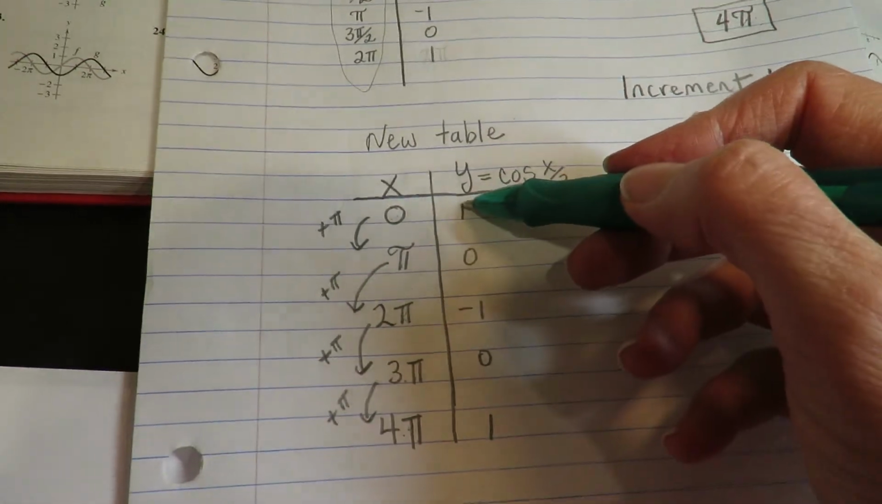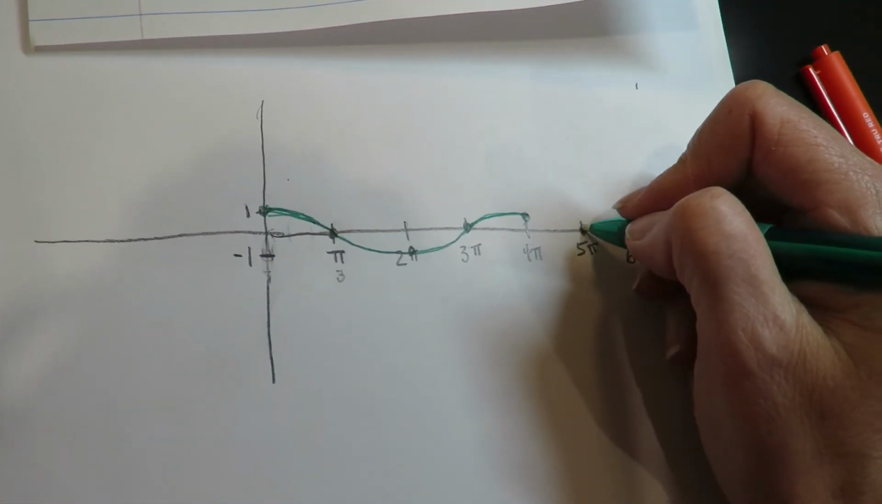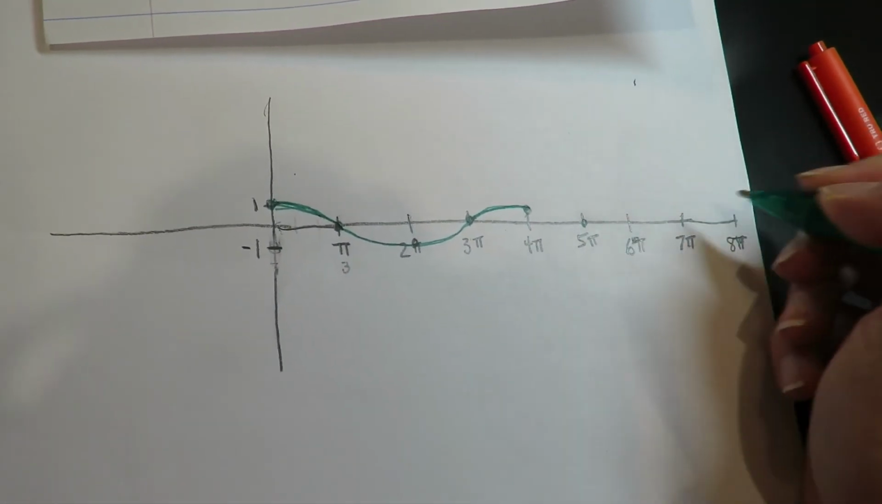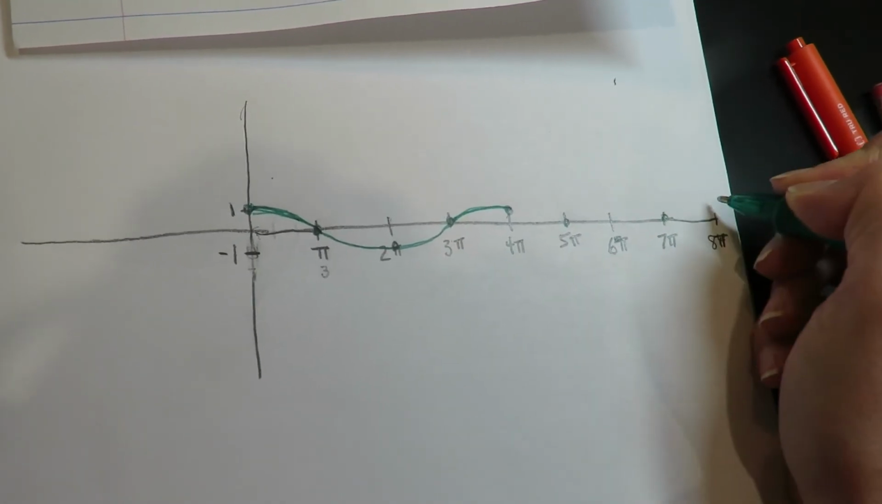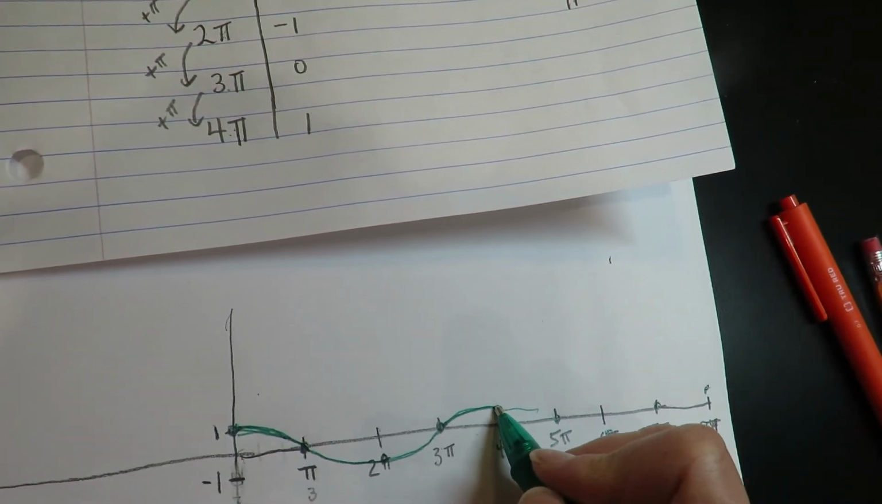If it's right, it goes up, middle, down, middle, up. Up, middle, down, middle, up. Okay. We might get it.